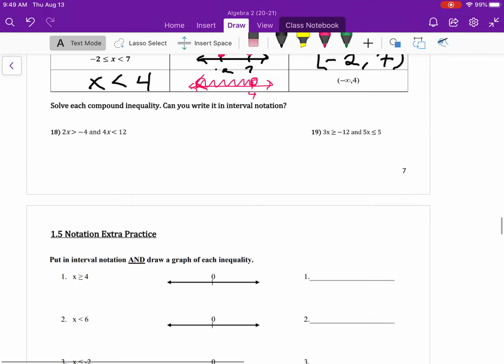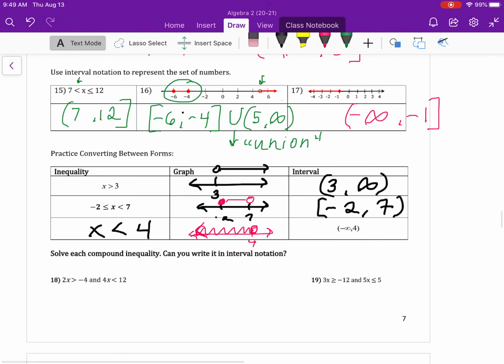I'm going to go ahead and pause. Well, let's see how much we have left. Oh, we just have these 2 examples. Just kidding. All right, here we go.